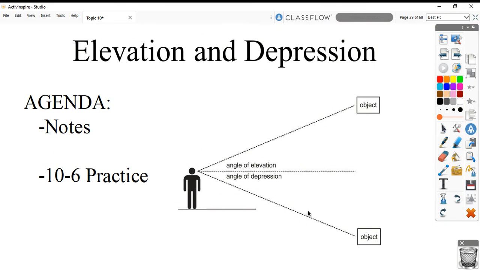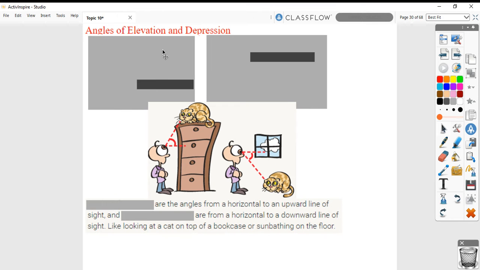Hello, folks. We are looking right now at the next section of our Topic 10 notes, where we talk about angles of elevation and depression. That's what's up on the top of your page right there. So the first thing we're going to need to do is define what the angle of elevation and depression are.